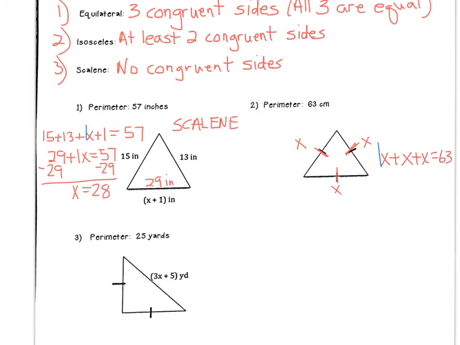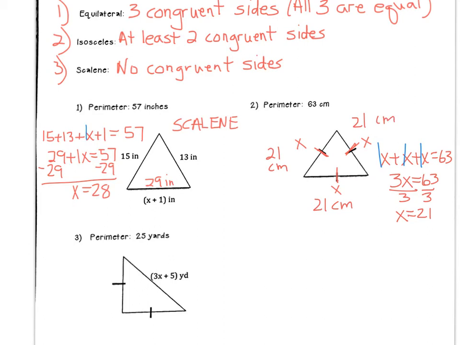So that's 1x plus 1x plus 1x. That's 3x equals 63. Divide by 3. X equals 21. So this side here is 21 centimeters. This is 21 centimeters. And this one is 21 centimeters. And all three of them are the exact same length.